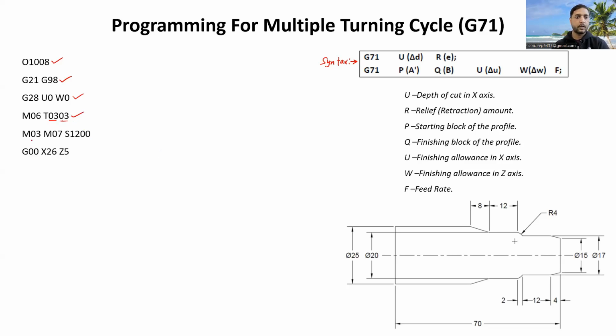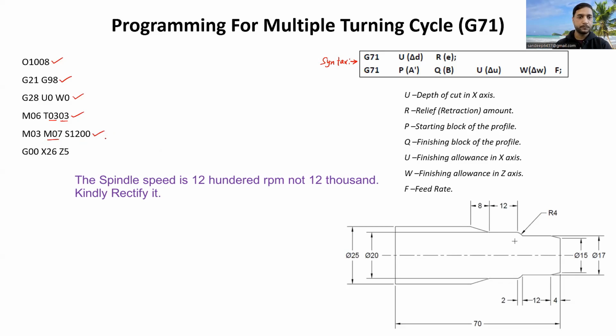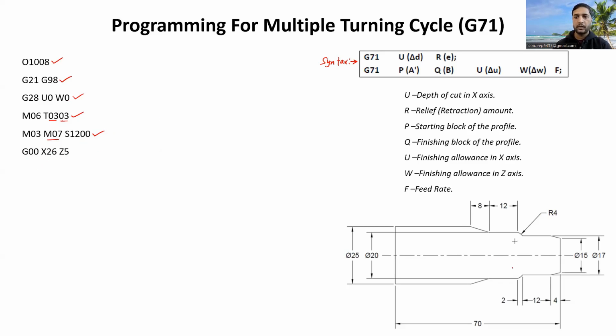Then in the next line we have M03. We are now rotating the spindle. M07, we are also turning the coolant on here. Then S stands for spindle speed, 12,000 RPM. I hope up to here it is clear to you. Then we have G00, X26 and Z5. Now from the homing position, we are bringing the tool to this location, X26 and Z5.